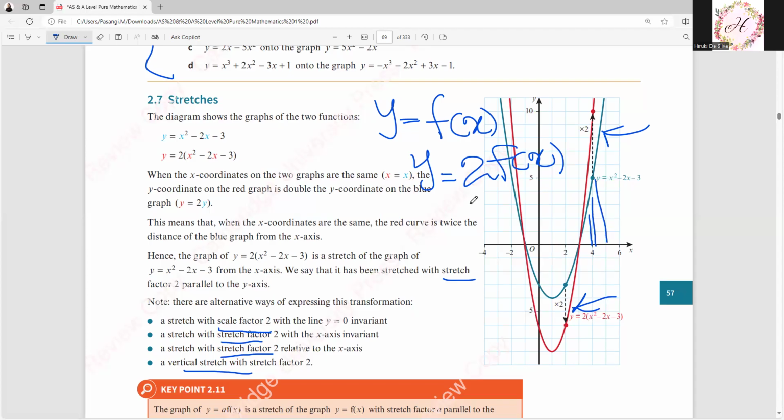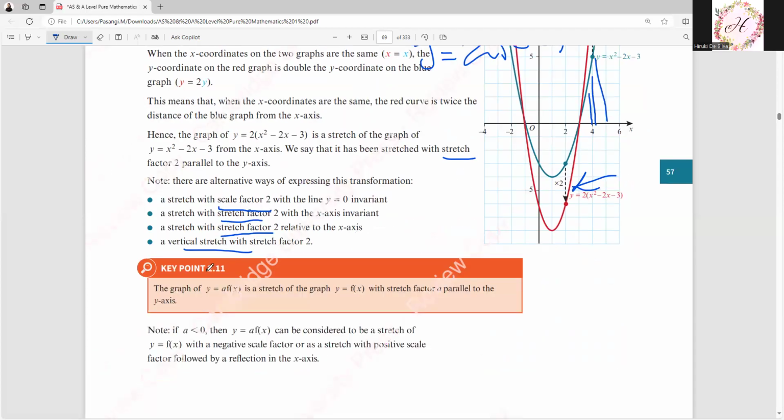Okay. Then we have key point 2.11. So, this one. The graph of again, A වලින් වැඩි කරනවා. If the scaling factor is 2, taking 2 times f(x), that is the stretch of the graph y = f(x) with stretch factor a parallel to the y-axis. This is for the parallel to the y-axis.